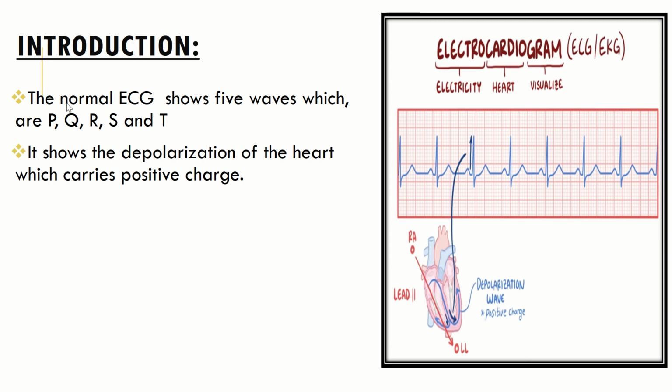So, introduction. The normal ECG shows 5 waves, which are P, Q, R, S and T. As we have seen, the 5 waves are there. It shows the depolarization of the heart, which carries a positive charge. Here, depolarization means the contraction of the heart, whether it is the ventricles or the atrium. This means the contraction of the heart, which carries the positive charge.